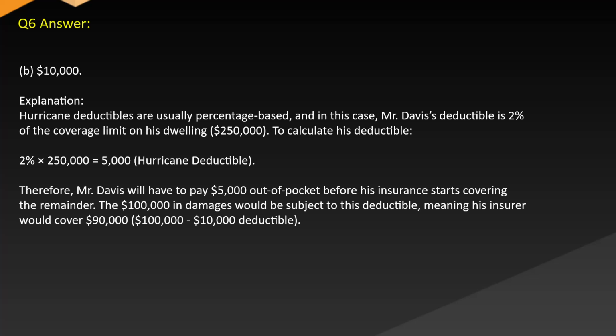Answer: B, $10,000. Explanation: hurricane deductibles are usually percentage-based, and in this case, Mr. Davis's deductible is 2% of the coverage limit on his dwelling, $250,000. To calculate his deductible, 2% x 250,000 equals $5,000 hurricane deductible. Therefore, Mr. Davis will have to pay $5,000 out of pocket before his insurance starts covering the remainder. The $100,000 in damages would be subject to this deductible, meaning his insurer would cover $90,000, $100,000 minus the $10,000 deductible.